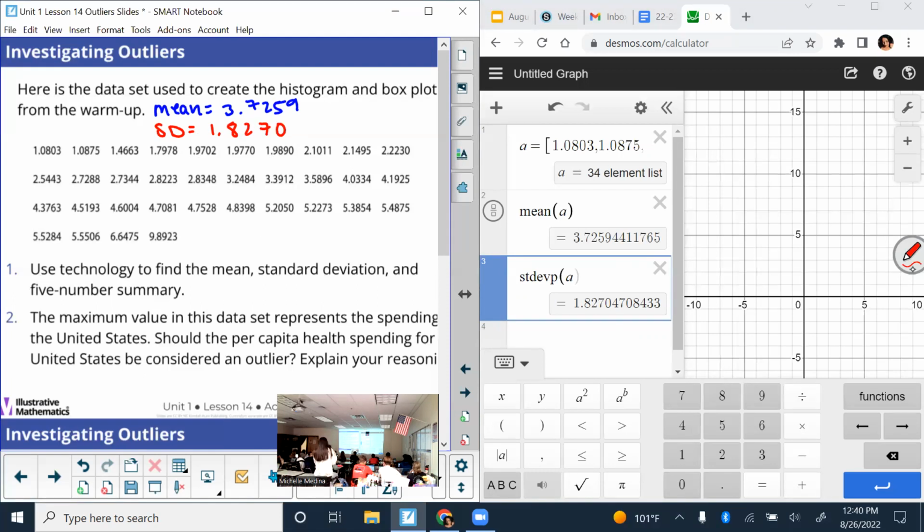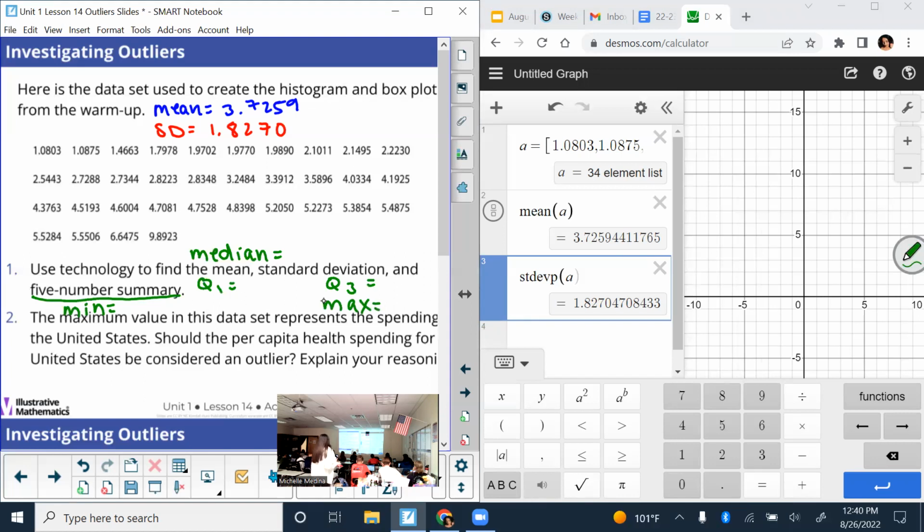The other thing it wants is the 5-number summary. What's that? Q1, Q3, what else? We already found the mean, and that's not part of the 5-number summary. These 3 are, what else? Minimum and maximum.